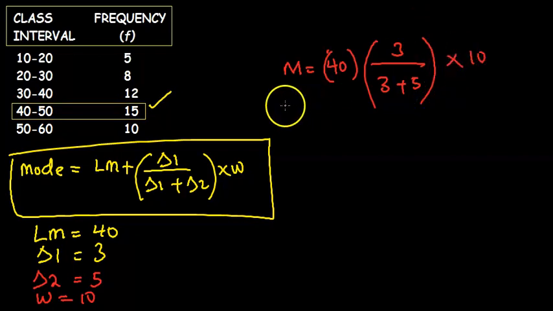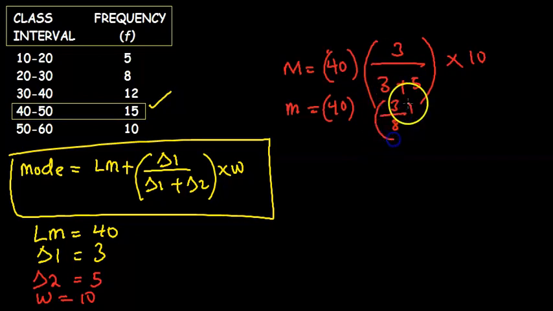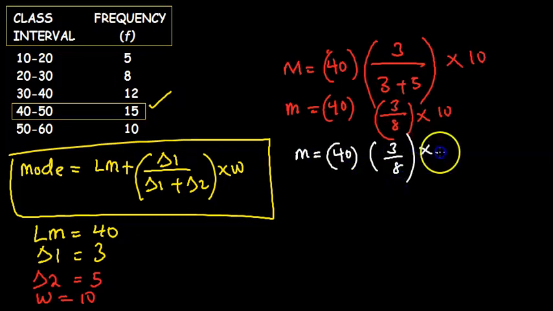So let's continue. This is simply going to be M, which is going to be 40, right? If you add everything at the denominator, 3 plus 5 is simply going to be 8. At this point, we're going to have 3 divided by 8. We're going to multiply that by 10. Let me copy it. Here is going to be M, which is going to be 40 plus 3 divided by 8 multiplied by 10. So let's start with the bracket.